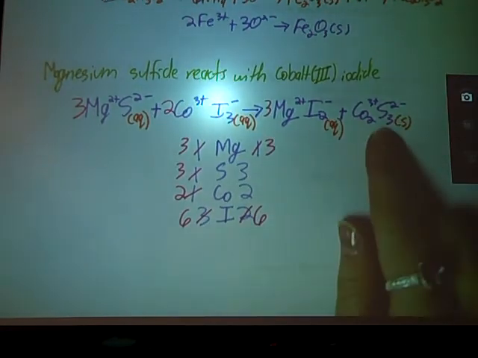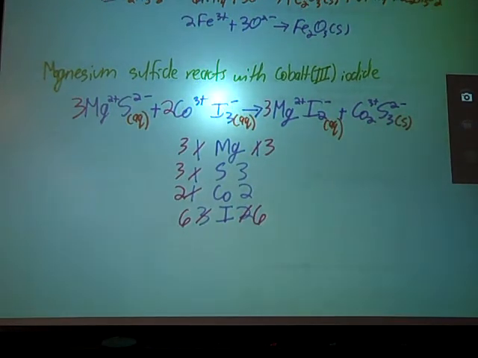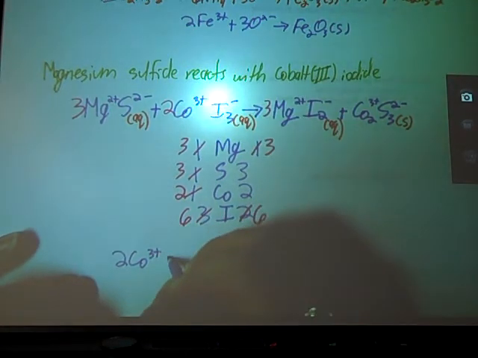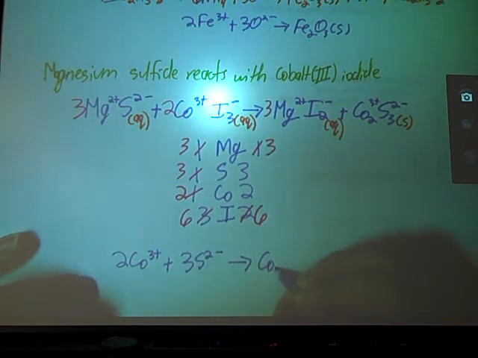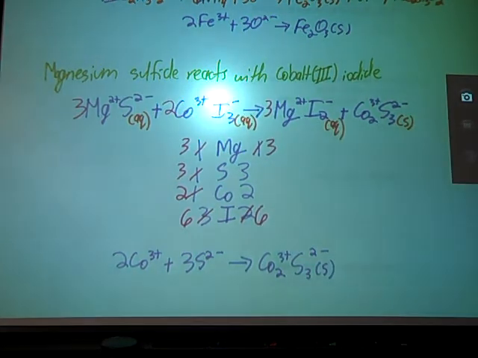So a quick shortcut. Because I see that this is my solid, that tells me that the only ions that are going to change are the ones involved with that compound there. So I know that it took 2 cobalts to put that together and 3 sulfides to put that together to get my cobalt 3 sulfide. So that's a quick and dirty way.